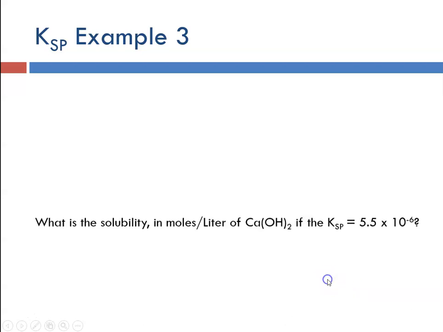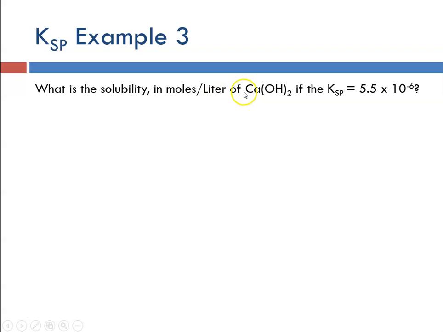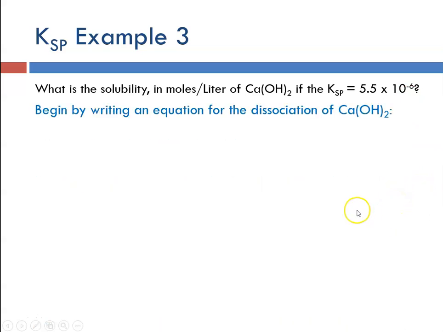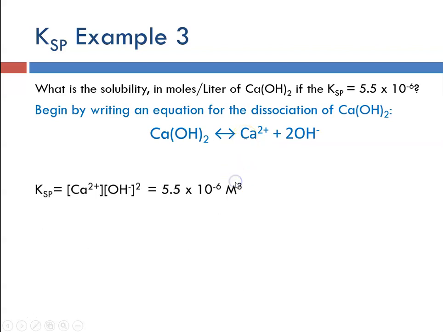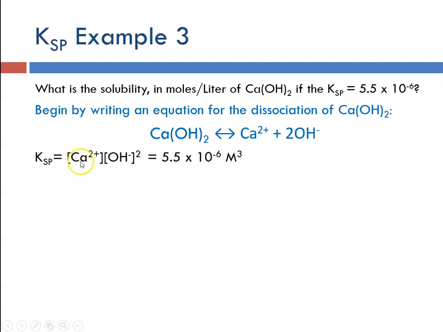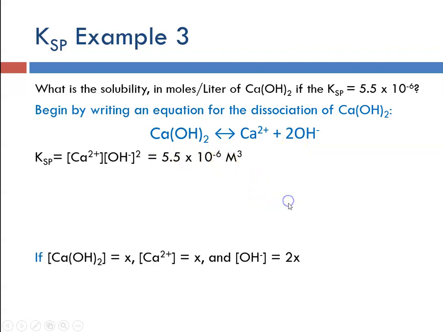KSP example 3. What is the solubility in moles per liter of calcium hydroxide if the value of KSP is 5.5 times 10 to the minus 6? So we begin by writing an equation for the dissociation of calcium hydroxide in solution. So calcium hydroxide is going to dissolve and produce calcium ions and hydroxide ions. Notice there are twice as many hydroxide ions as calcium ions. So here's our KSP expression, calcium ions times hydroxide ions squared, squared because there's a coefficient of 2, and here's our KSP value that was given.